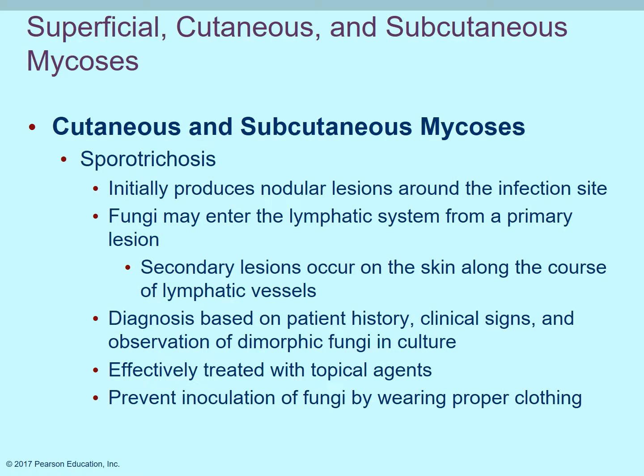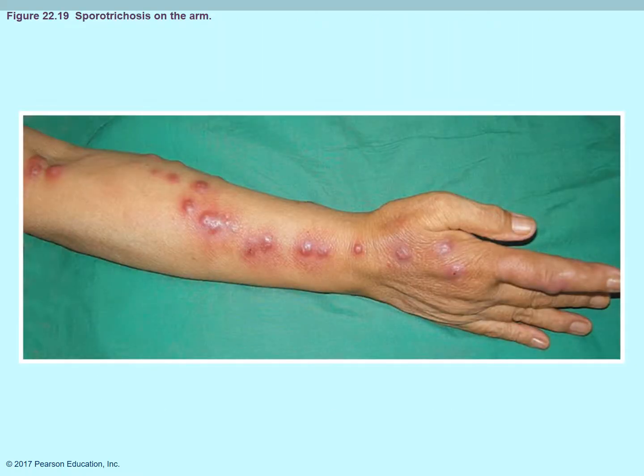Diagnosis: talk to the patient, get their history, look at the clinical signs, look at a sample under the microscope. Usually you can treat with a cream, a topical agent. You can prevent infection in the first place by protecting yourself, wearing clothing. So here you can see the lesions progressing along the arm.